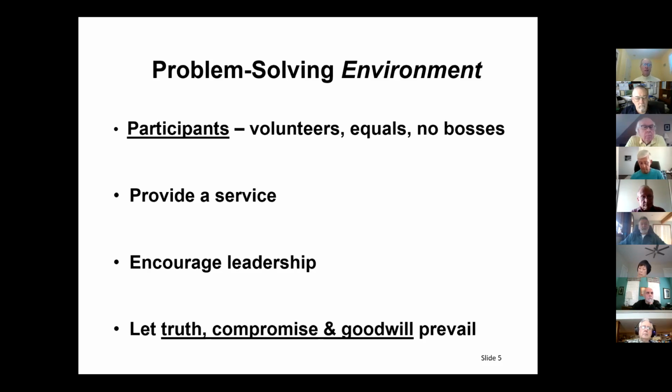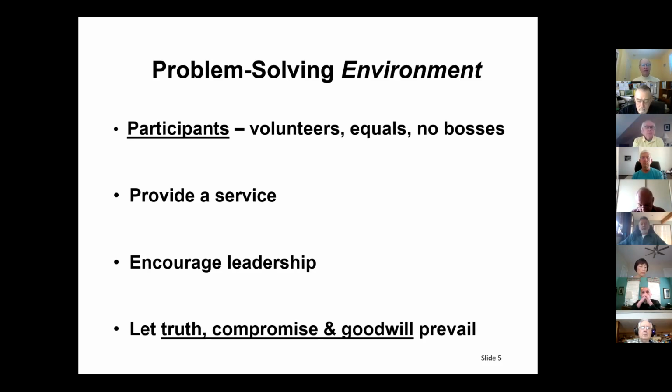In this problem-solving environment, although we don't want bosses, we really encourage leadership. And we find that we may have people working on a problem who really had no leadership experience per se. They did not lead teams per se. And yet we find that many of these people can step in and take on leadership positions and do very well. So we encourage that.